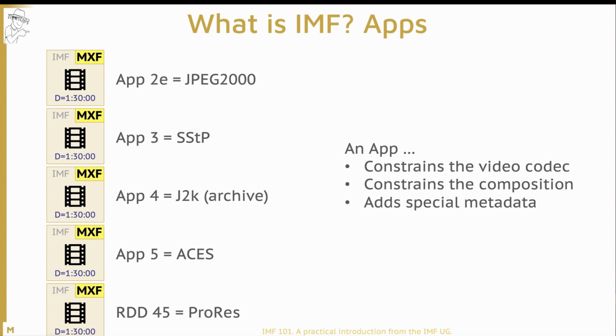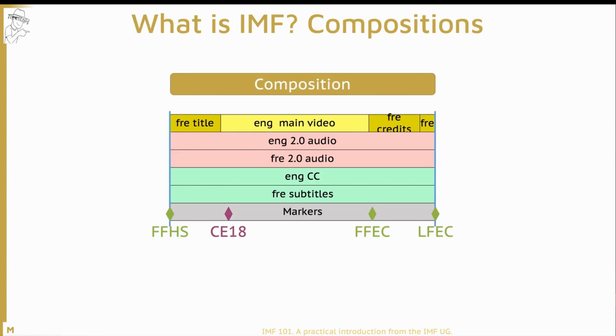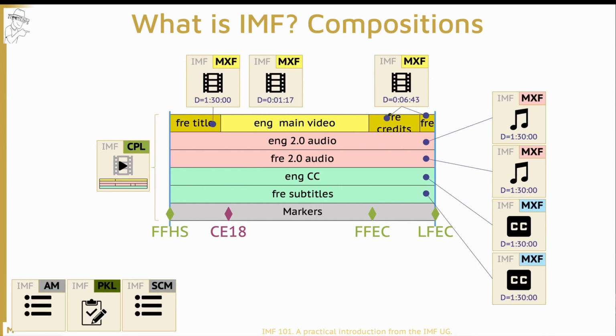So I talked about compositions. The compositions reference the media, and we've got these things called markers, which allow you to put little bits of metadata along the timeline. We've talked about the media. These are called track files, so I just want to introduce the word track file. The track file is so called because it's the media for a track.